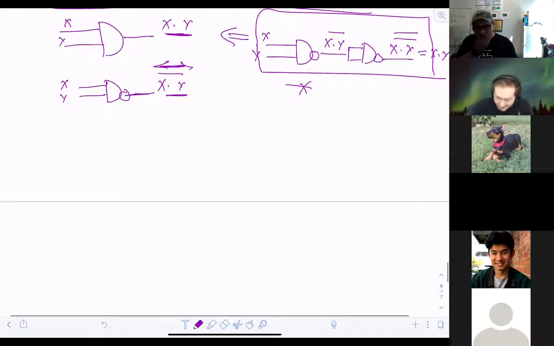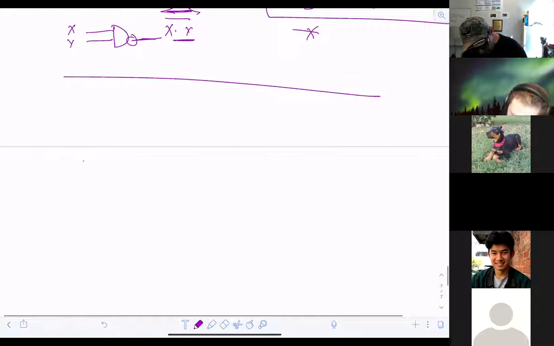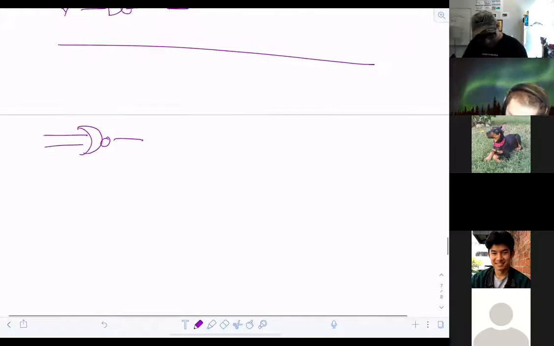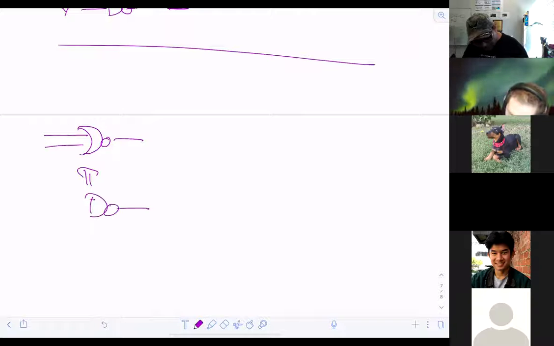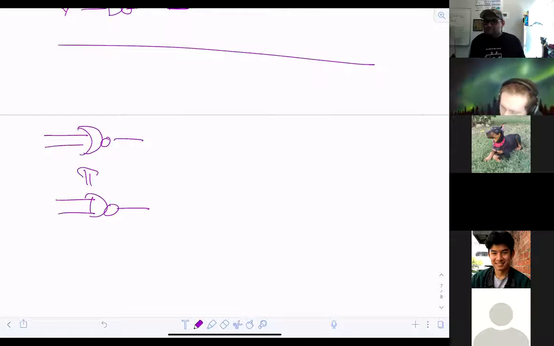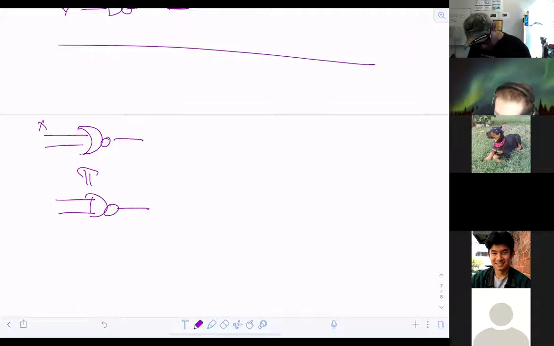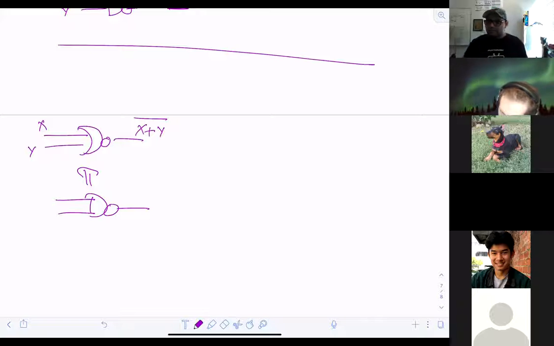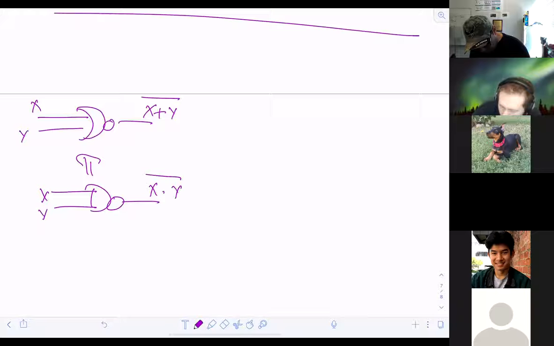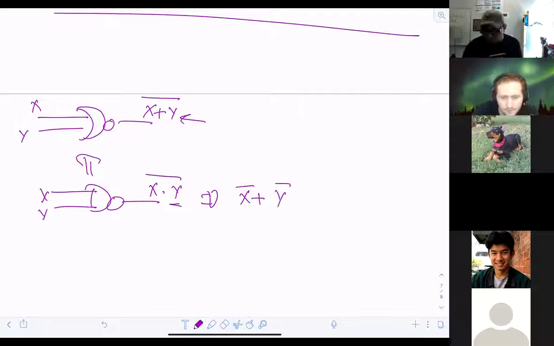Anyway, okay, go back. Now we have the NOR gate and I want to build it using NAND gates. What should I do? Same philosophy, right? So here is X, Y, and here is X, Y complement. Now I want to look at the NAND gate again. So here is X, Y, so it's going to be XY complement. But this one doesn't look at all like this one. So what should I do? I have to break the distribution to be X complement or Y complement, right?